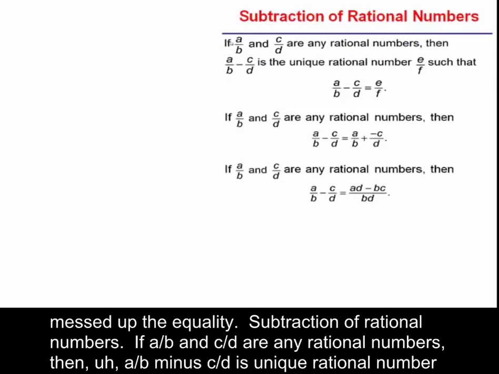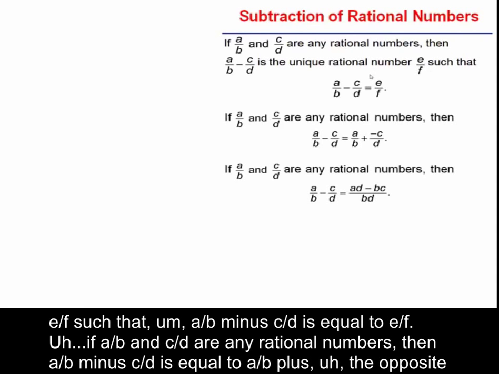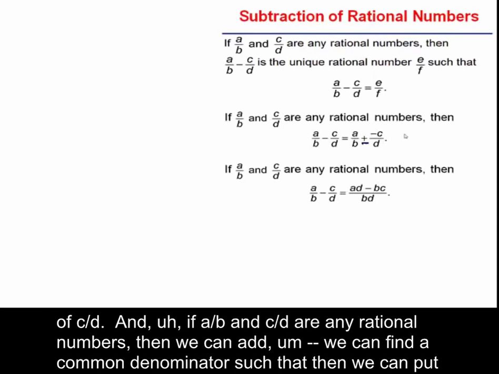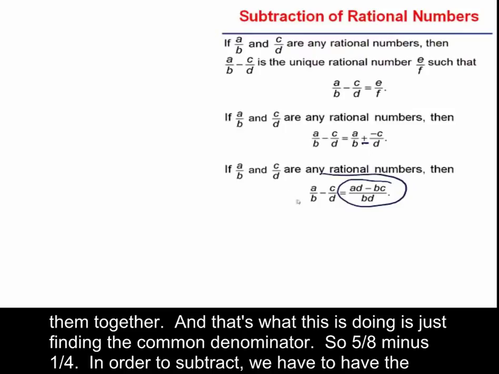Subtraction of rational numbers. If a/b and c/d are any rational numbers, then a/b minus c/d is a unique rational number e/f, such that a/b minus c/d is equal to e/f. If a/b and c/d are any rational numbers, then a/b minus c/d is equal to a/b plus the opposite of c/d. And then we can find a common denominator such that we can put them together. And that's what this is doing, just finding the common denominator.